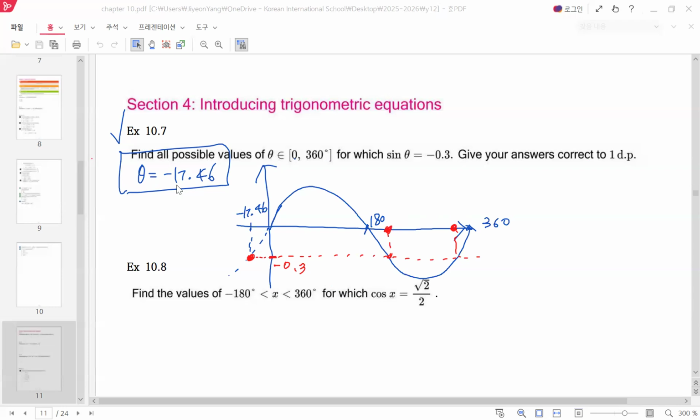Then you need to calculate this value and this value. Please observe this graph. You can see this gap is the same as this gap. Can you see that? So you can find this one as 180 and then 17.46 more. This one, you need to go to 360 and then go back 17.46, which should be 360 minus 17.46. So that you can find the same values as we found before.